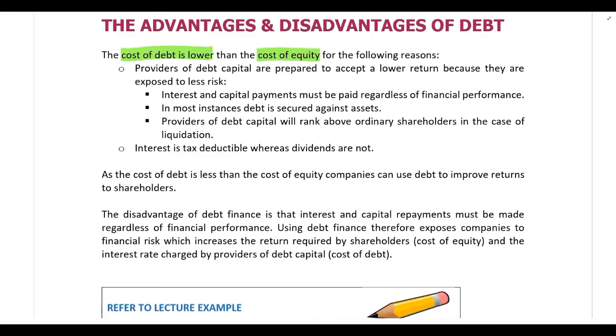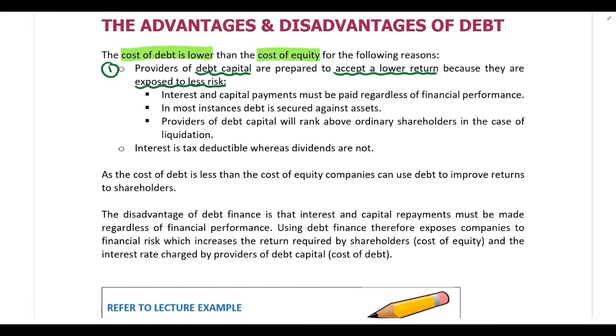Now, debt is cheaper than equity for two reasons. First, debt is cheaper than equity because the providers of debt capital are prepared to accept a lower return on their investment because they are exposed to less risk. So, a bank that gives a company a loan is exposed to less risk than a shareholder who buys shares in a company. And because the bank is exposed to less risk, we already covered the relationship between risk and return. If you are exposed to less risk, you'll be prepared to accept a lower return on your investment. And that makes debt cheaper than equity.